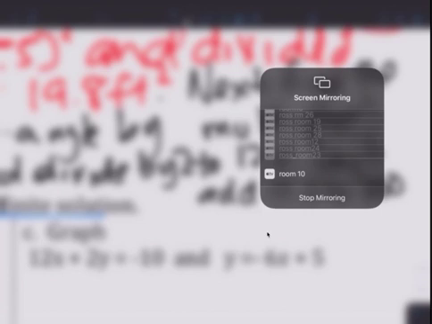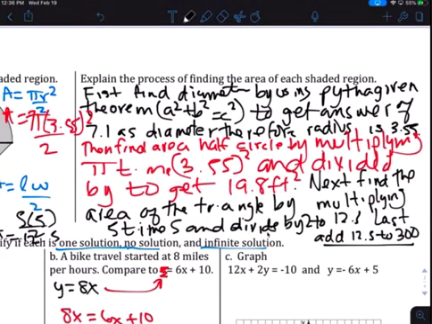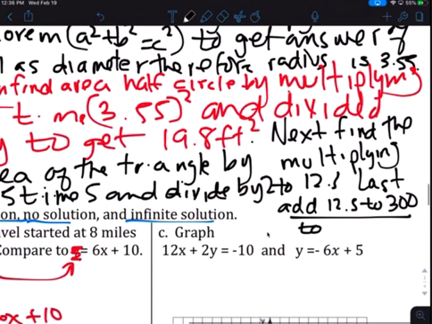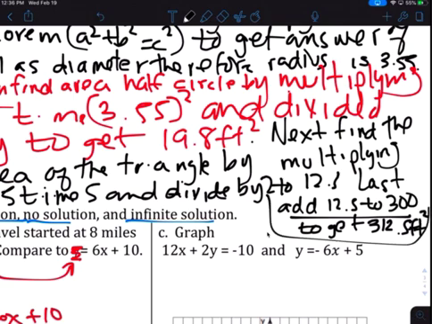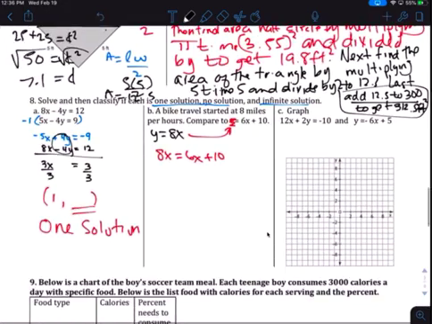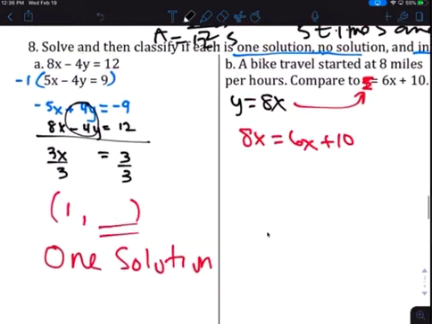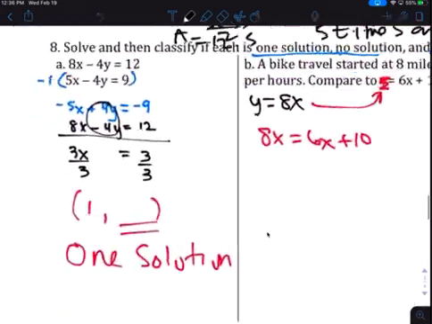All right, so we just finished. Last, add these to each other to get 312.5 feet squared. That's what we do last, is add them. Okay, so here's how you do A on number 8.